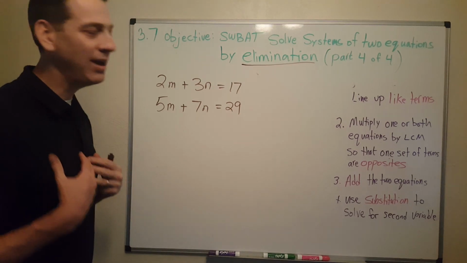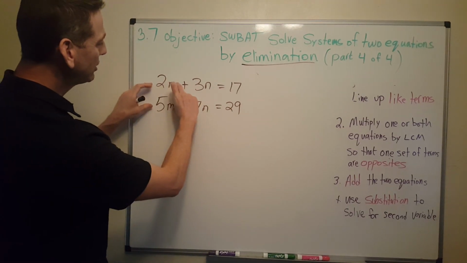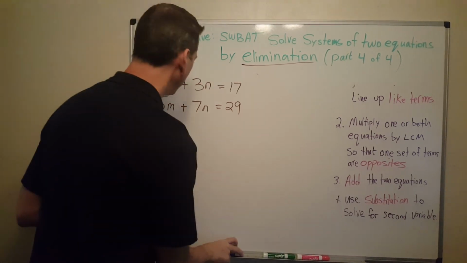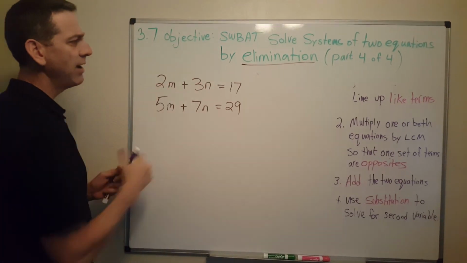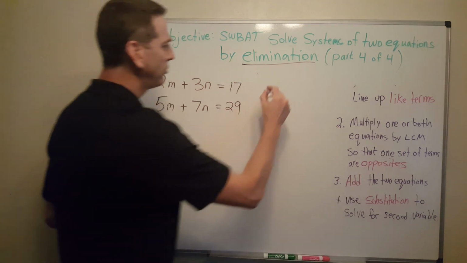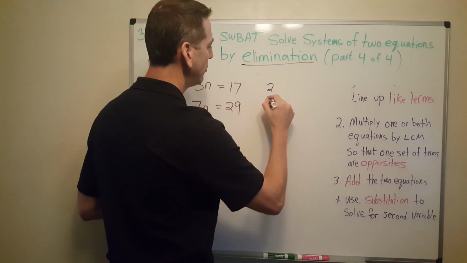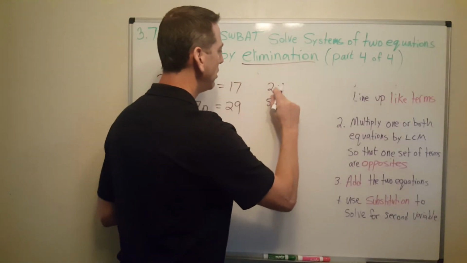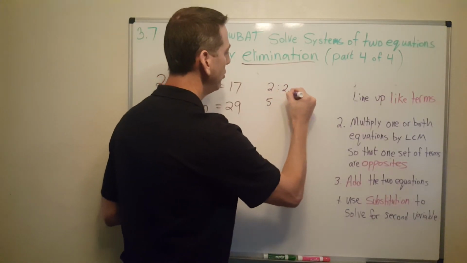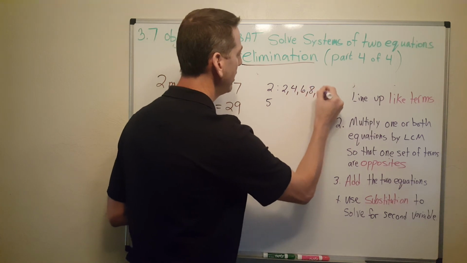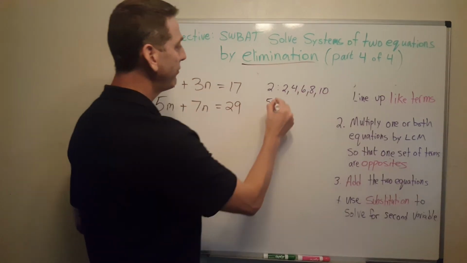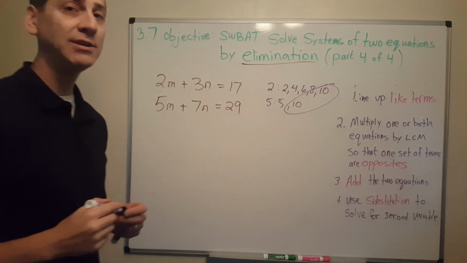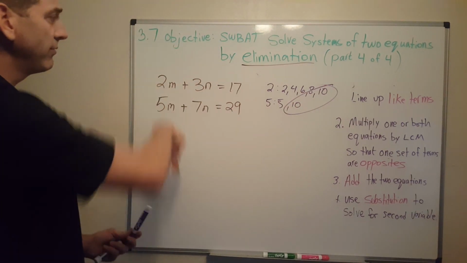So what I need to do is choose: am I going to change the m's or am I going to change the n's? Well, let's take a look. Let's consider 2 and 5. The multiples of 2 are 2, 4, 6, 8, 10. Multiples of 5: 5, 10. Whoop. My LCM was 10 between 2 and 5.